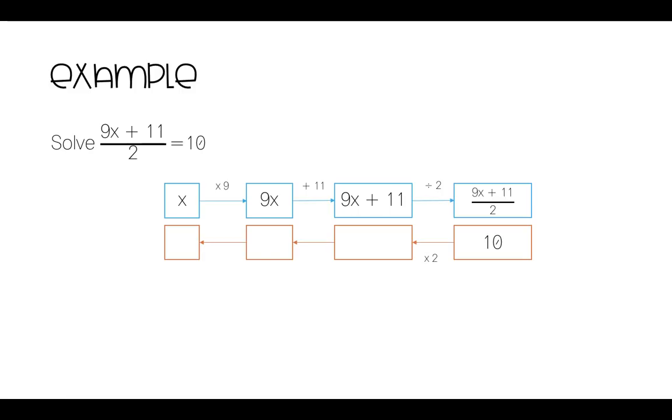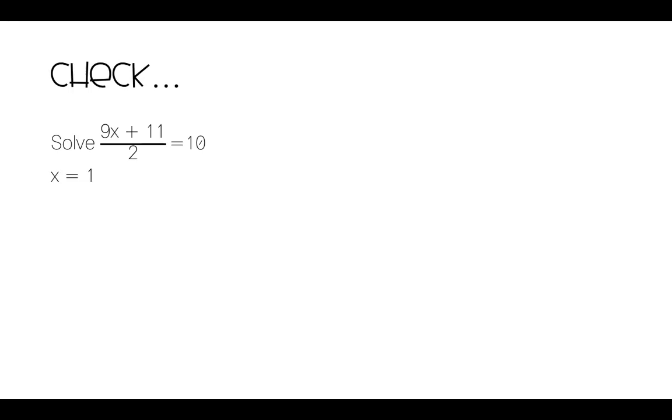So hopefully you went multiplied by 2, which gives us 20. Then you subtracted 11, which gives you 9, and then you divided by 9, which would give you 1. So in this case, x equals 1. So pause it. I want you to substitute it in and check it. So if we substitute 1 in, we get 9 times 1 plus 11, all of that divided by 2. 9 times 1 is 9 plus 11 is 20, divided by 2 gives us 10, and we can see that that's what we ended up with in the end.